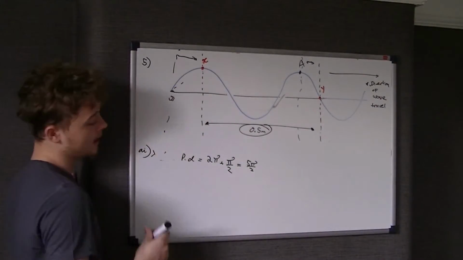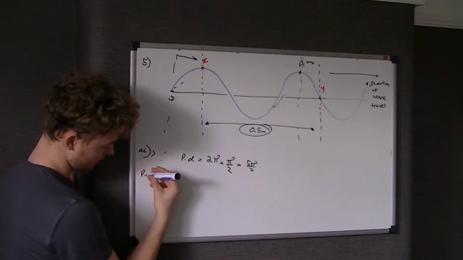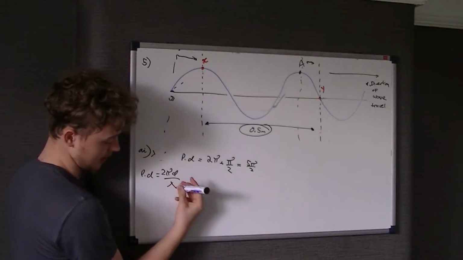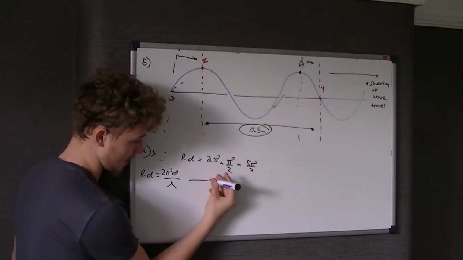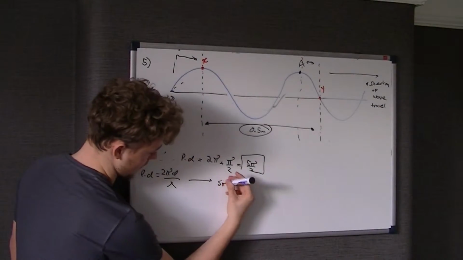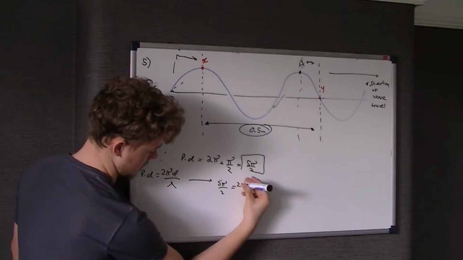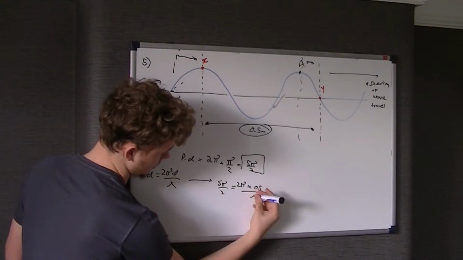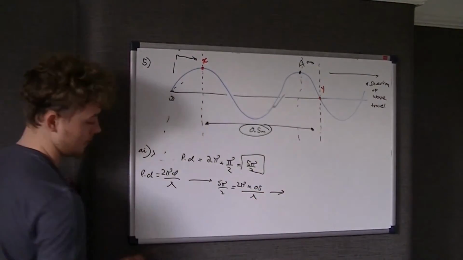But I tried to build it up in a different way. You should know that phase difference is 2 pi d over lambda, where d is the distance between them and lambda is the wavelength. Now we know the phase difference is 5 pi over 2. So 5 pi over 2 is equal to 2 pi times the distance between them, which we know is 0.5, over lambda. And it's just a case now of rearranging that, okay?